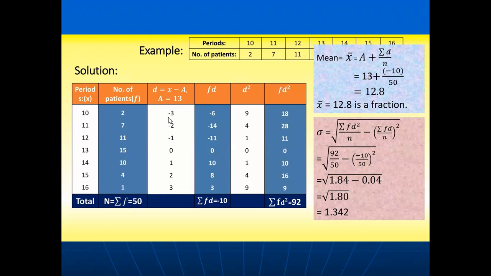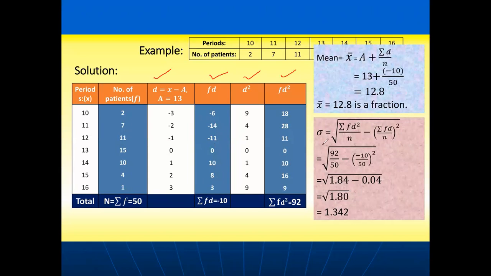Now we have to take a deviation. So D is equal to X minus A. So A we have to assume some number. So suppose if I take 13, then this will be the deviation what I will be getting. So this is the deviation. Then you have to calculate FD, so that is F into D column you have to calculate. Then D squared separately I have to calculate, and FD square separately I have to calculate.